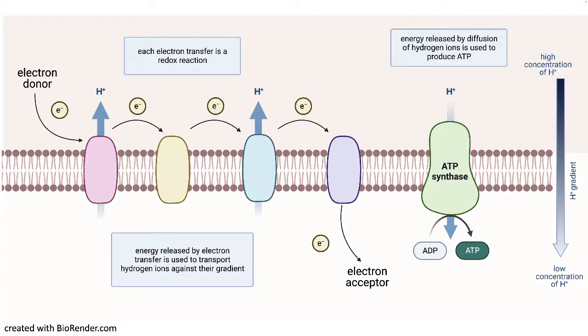Okay, so then the way we do that is by harnessing the energy released by an electron transport chain to power the endergonic process of active transport of hydrogen ions that creates and maintains the gradient such that hydrogen ions can now flow down their gradient through ATP synthase and power the production of ATP.